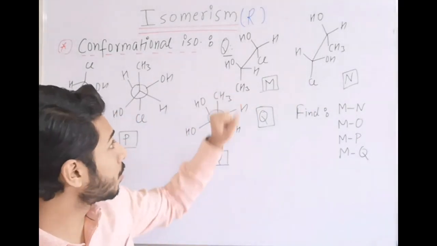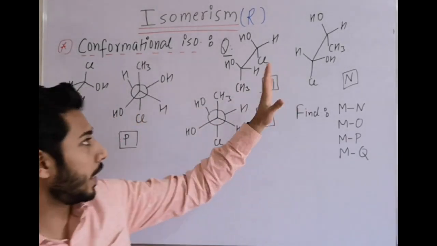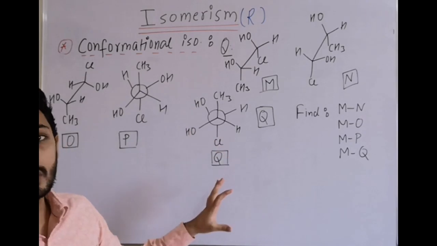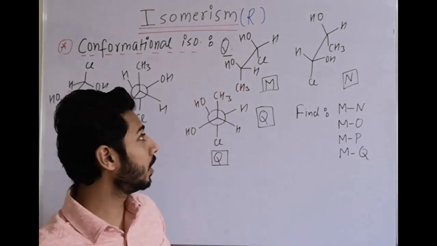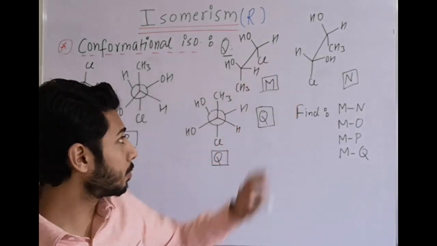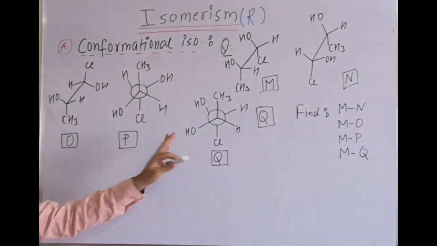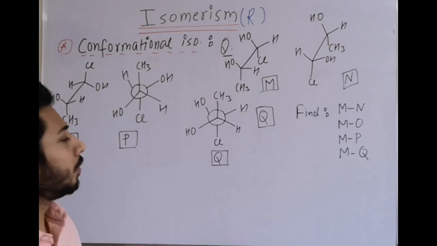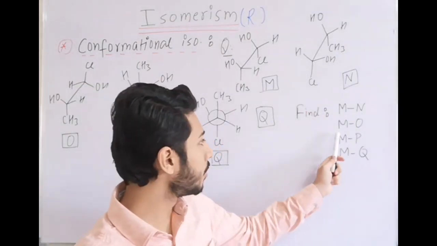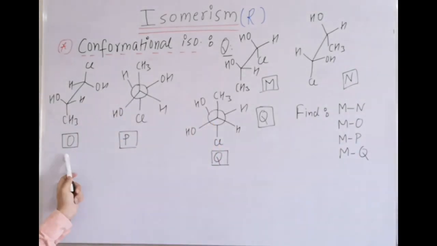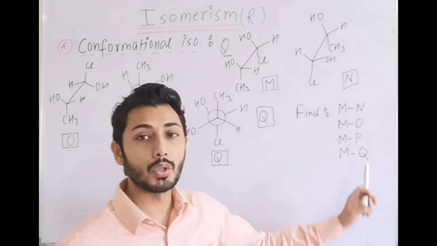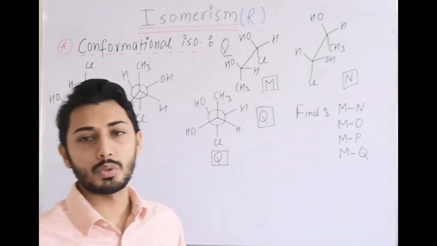Okay, so the question is, we have these structures M, N, O, P, Q. These are the molecules given as conformational isomers. One is given in Sawhorse projection, one is given in Newman projection. Now you have to find the relation between structures M and N. Then find the relation between M and O. Then find the relation between M and P, and find the relation between M and Q. So how to approach this question?